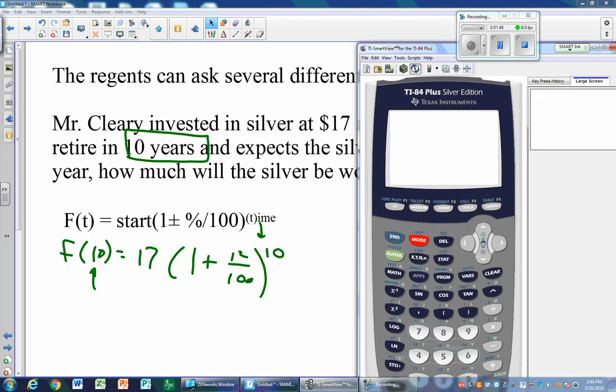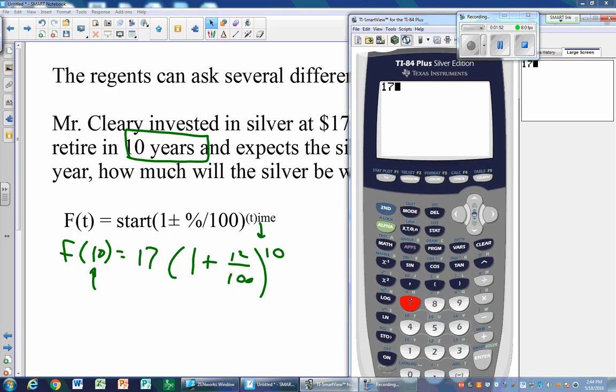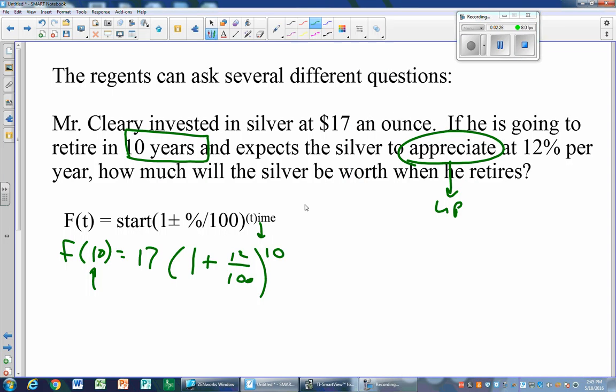We grab our calculator and I type it in exactly the way it looks. 17 parenthesis, 1 plus 12 divided by 100, all raised, there's the exponent key, the red one, raised to the 10th power. Don't forget to get out of the exponent. I could have typed in 1.12. What do I get? I get $52.80. Wait, it says $52.79. No, the second 9 rounds it to $52.80.